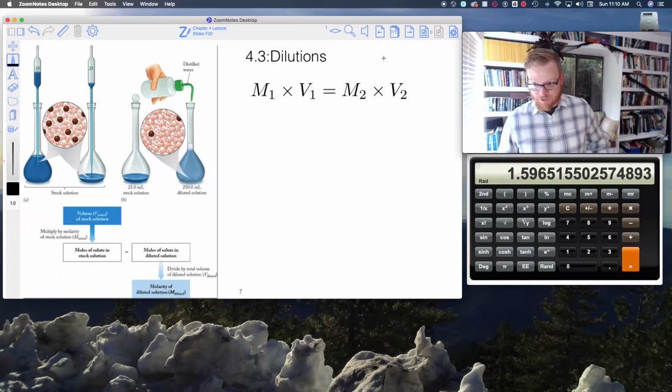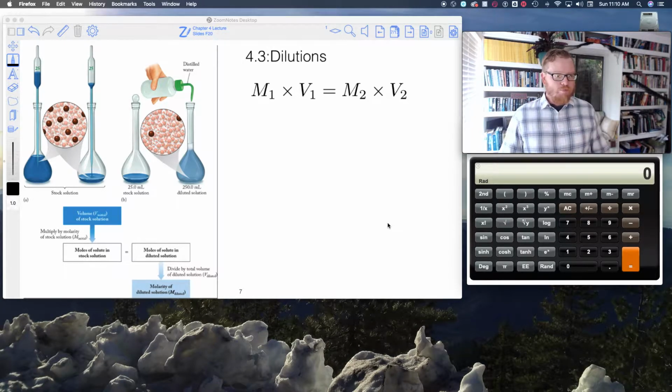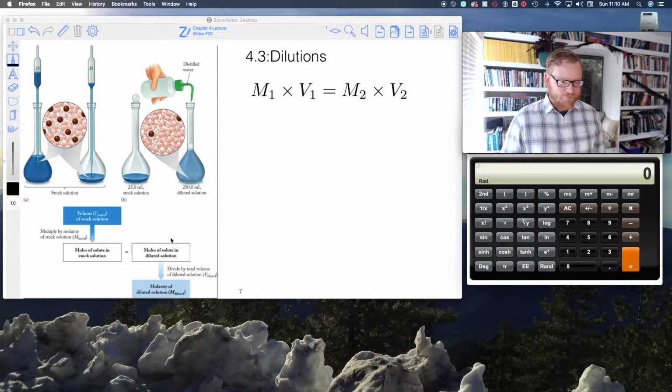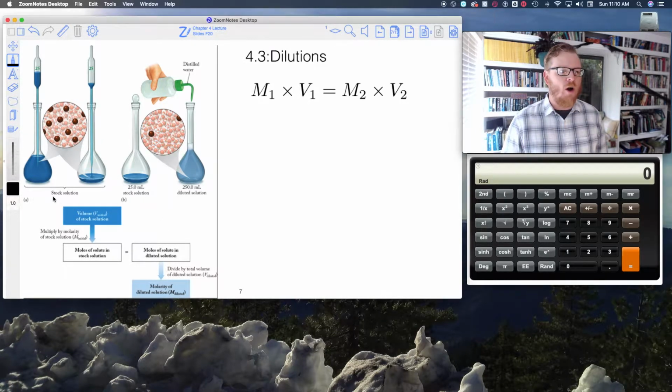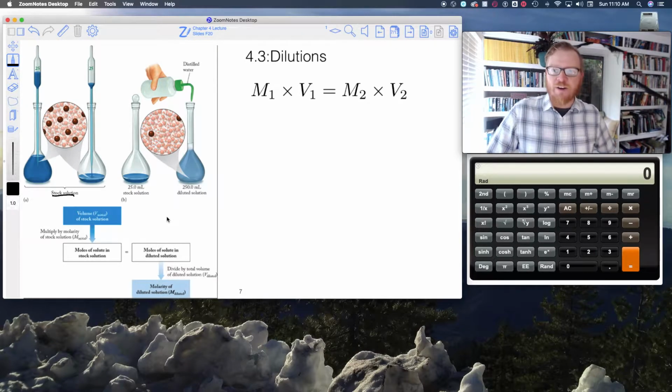and talk about dilutions. Okay, and this will be the last bit that I talk about in this video. Okay, so I have a picture right here, so let's follow through it. So we first start with what we call a stock solution. And a stock solution is going to be something that's very concentrated, okay?